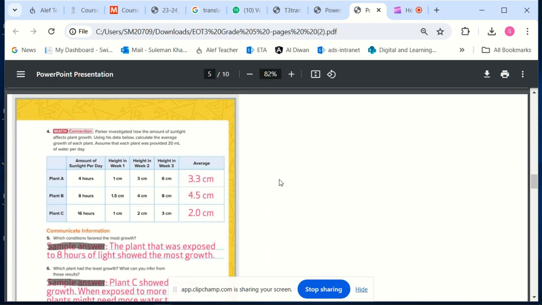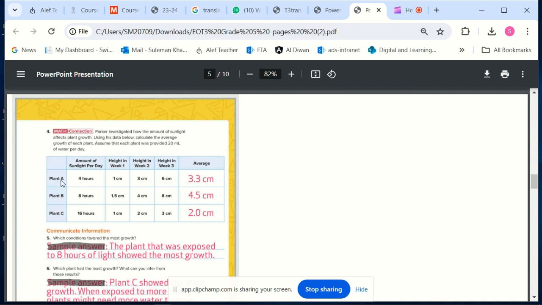In page 9, there is a su'al here that gives you a table. It says, this person, Ismu Parker, investigated how the amount of sunlight affect plant growth. Using his data below, calculate the average growth of each plant. Assume that each plant was given 20 milliliters of ماء water كل يوم.